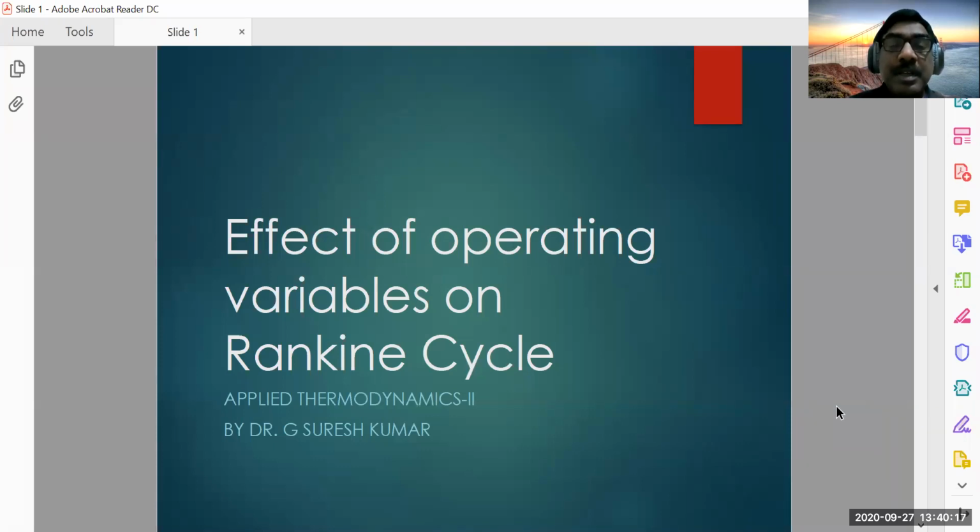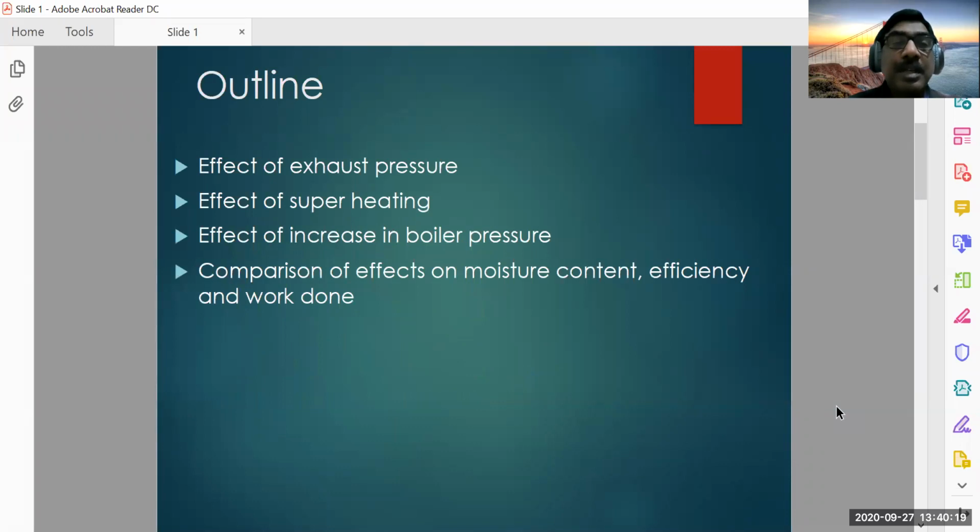of the Rankine cycle. So the outline is something like this. We are basically discussing the effect of exhaust pressure, the effect of superheating, and the effect of increase in boiler pressure, and a comparison of the effect of these parameters on moisture content, efficiency, and work done.